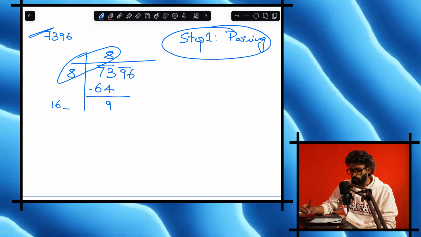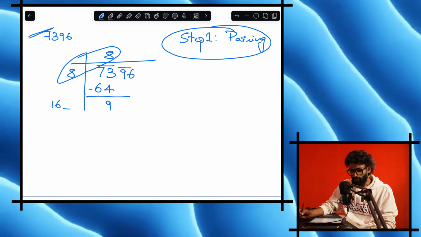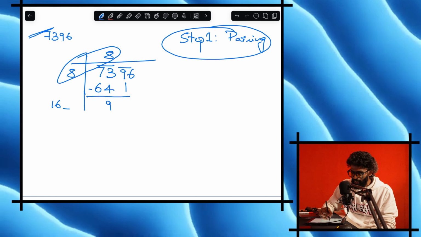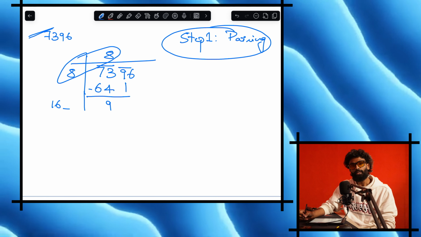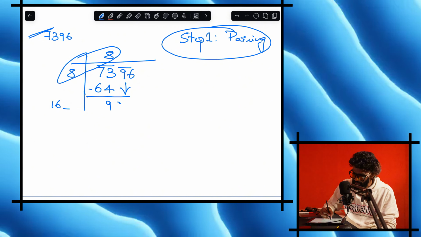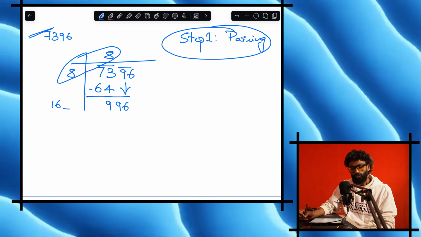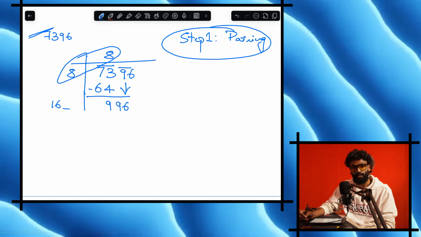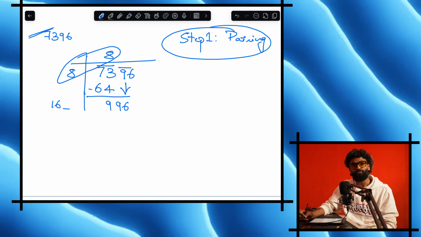Now, what do we do? We go into the roots now. Suppose the next pair is 96. Unlike your regular division, where you only get one number at a time, here you're supposed to get the complete pair. The pair here is 96. So the complete number is 996 and on my left side, it's 16 blank. Now it's our job to start filling the blank.